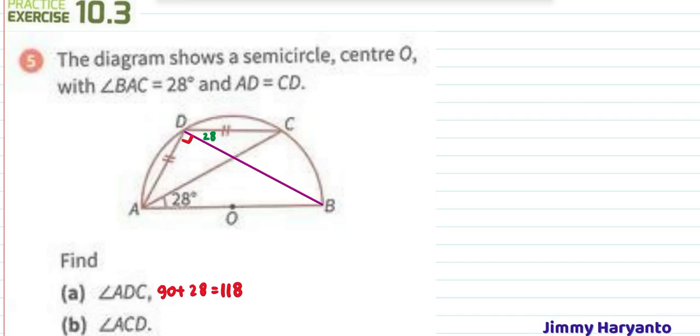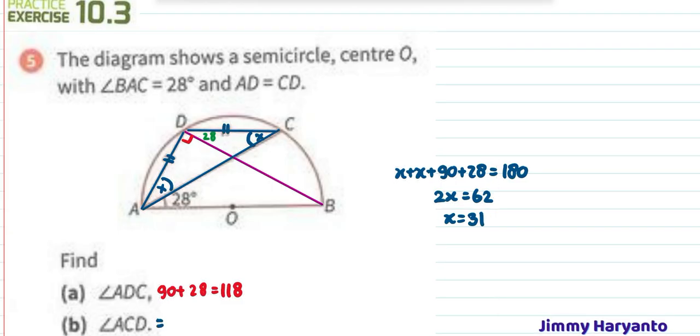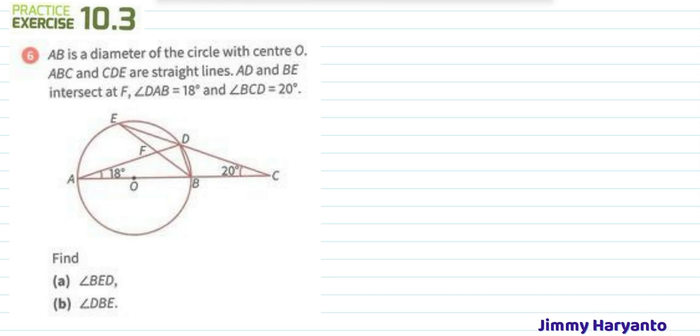And then ACD. For this one, it says same length. That means the angle of this one will be x, this one also x. For this one, we will use the triangle like this. That means x plus 90 plus 28 equals 180 degrees. That means 2x equals 62. So x equals 31. ACD equals 31. And then next is question 6.